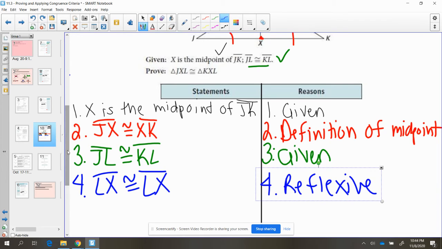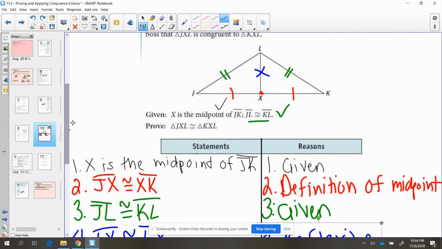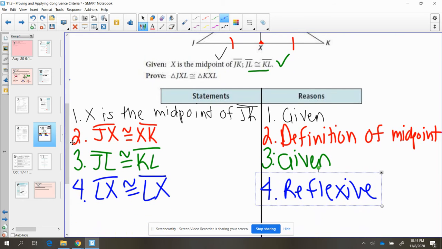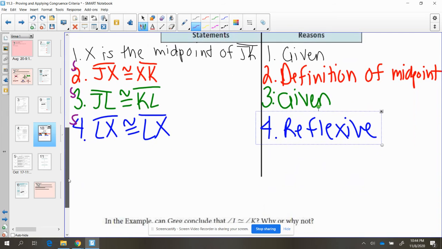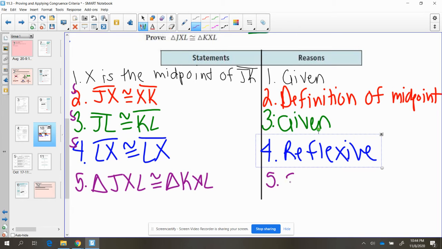And again, that's what we're seeing up here. Reflexive property is why LX is congruent to itself. Well, now I have 3 pairs of sides congruent. Side, side, side pair tells me that I can say finally that these two triangles are congruent to each other by side, side, side. So that would be our reasoning for step 5. And we've done our proof statement, so we are done with this proof.